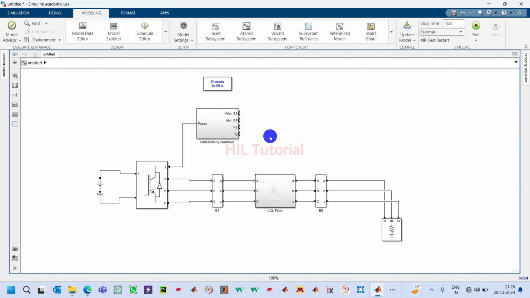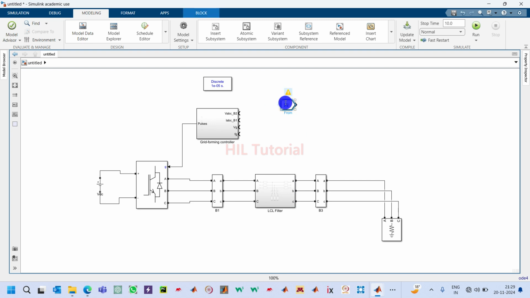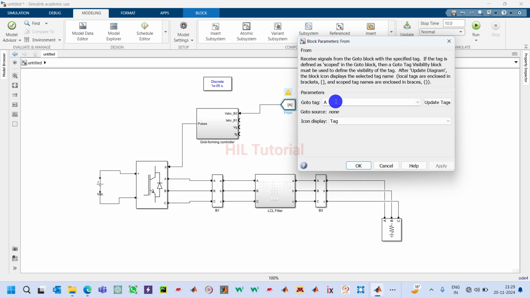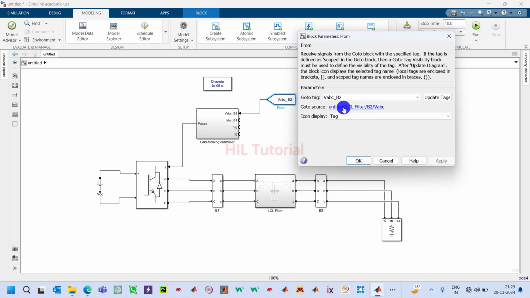So this VABC_B2 we will get from inside this, right? So here we will take one From block, flip it, connect it, double click here and make it VABC underscore B2. Double click it and verify whether it is connected to the right port or not. So of course it is connected to the right port.